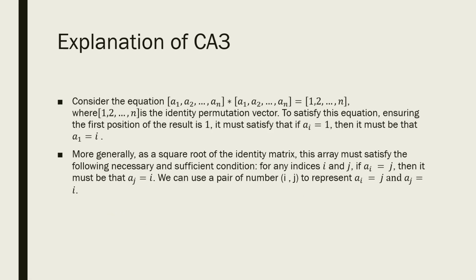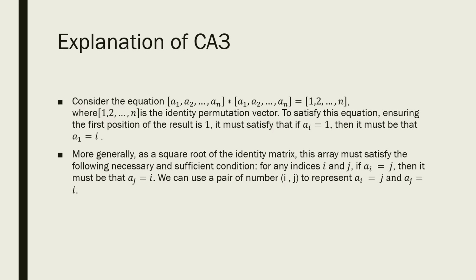Then let's consider the equation: a1, a2, ..., an times a1, a2, ..., an equals 1, 2, 3, ..., n. To satisfy this equation, ensuring the first position of the result is 1, it must satisfy that if ai equals 1, then it must be that a1 equals i.